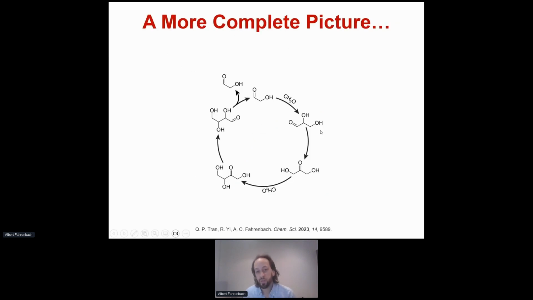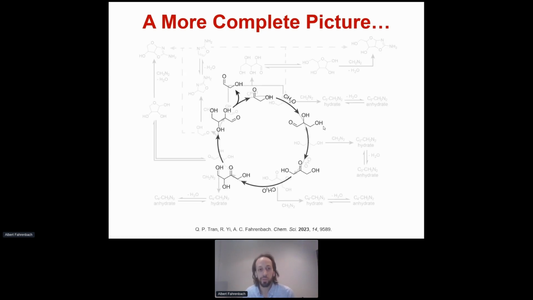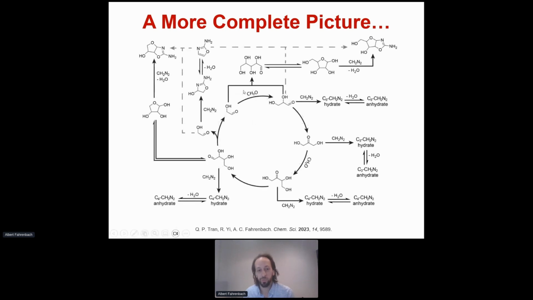Okay, so here's a more complete picture. I'm running out of time, so this is by no means the full story. This is a very simplified scheme of what we think is going on. But as it turns out, we are making these pentose aminoxazolines. We think most of it is actually going through this direct pathway as opposed to this aminoxazole pathway that combines with glyceraldehyde. Most of it is through this direct reaction of pentoses with cyanamide.